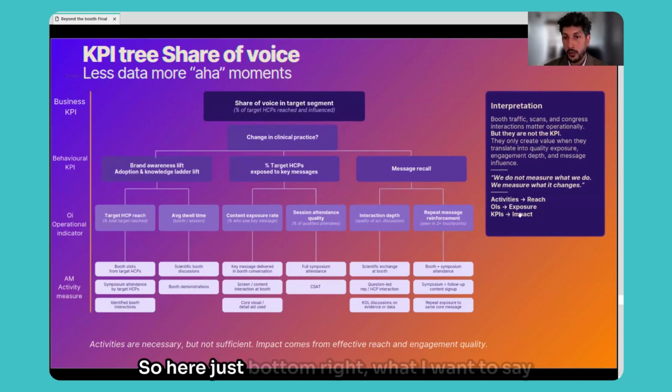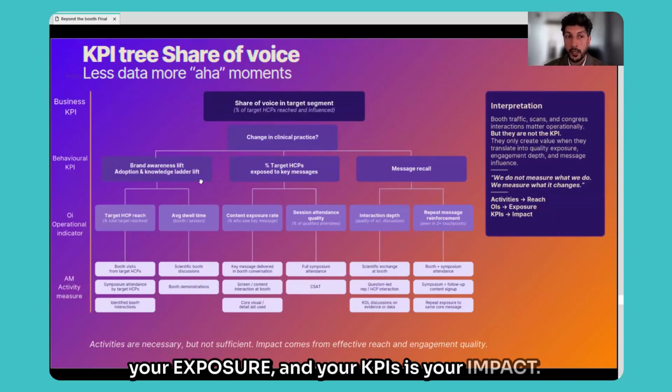So here, just bottom right, what I want to say as well is, we do not measure what we do. We should measure what it changes at this maturity level. Again, not everyone will be here. And then you should break down activities as your reach, your operational indicators as your exposure, and your KPIs as your impact.